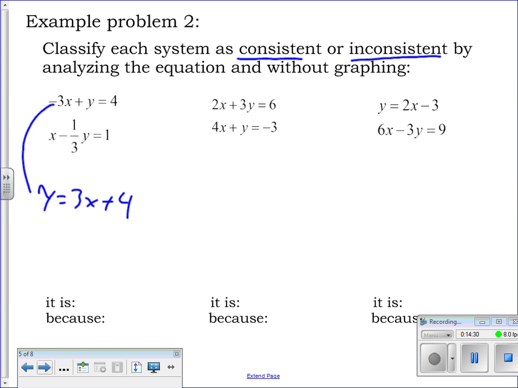If I take the other one and I want to rearrange it to put it in y equals mx plus b form, first thing I would do is subtract x from both sides. So that would give me -1/3 y equals -x plus 1. And then I want y by itself, so I multiply everything by -3. That gives me y equals 3x minus 3.